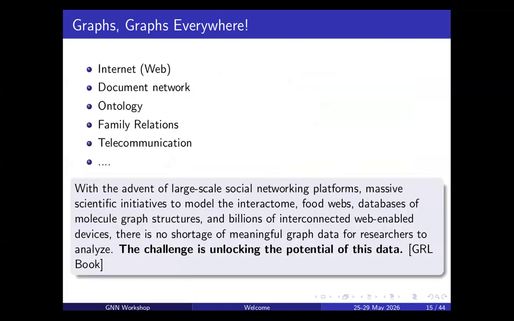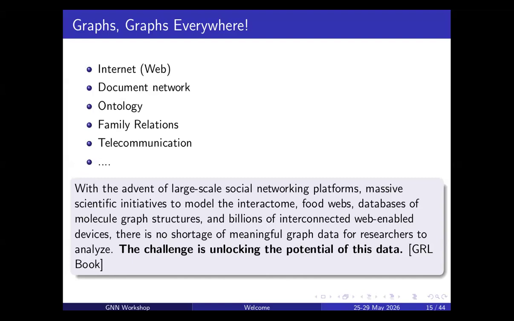Internet document network. Like you can consider each document as a node. And if they share something common, some common words, some keywords, you can make a connection. Or ontology, knowledge graph, family relations, telecommunication network. There are many examples that use graphs to model real world problems. Or we can say that graphs are one of the universal languages used to model relationships. And once we have represented this, we can ask many questions of the graph and use graph algorithms to extract the results.